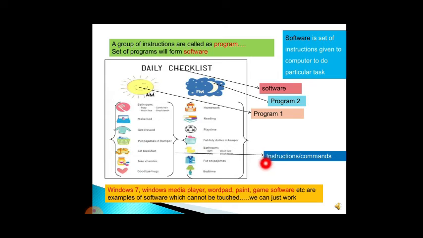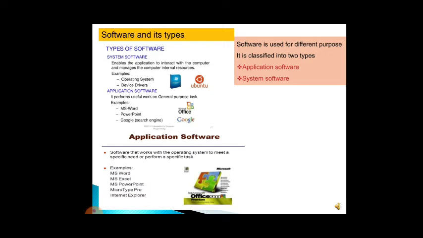Similarly, computers also require some instructions or commands to work. Some examples are Windows 7, Windows Media Player, WordPad, Paint, game software, etc. These are examples of software which cannot be touched. We can just work on it. Getting it, children? Next, let us see about software and its types.